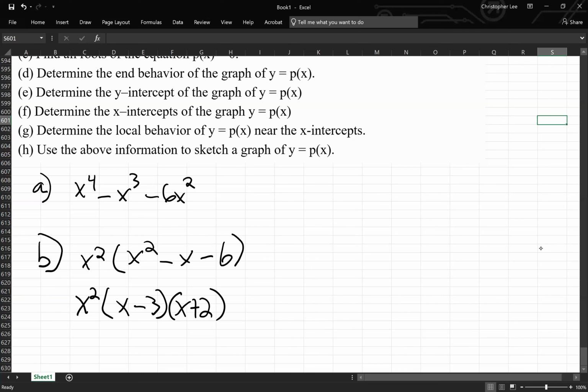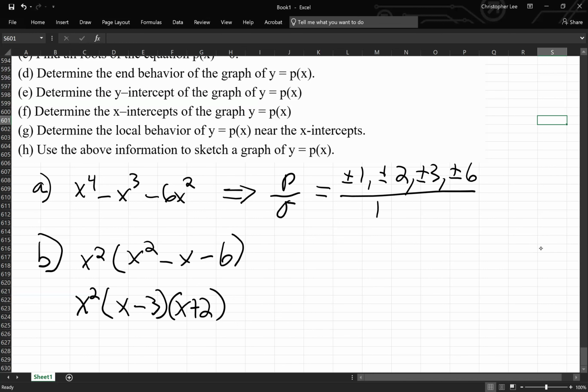Okay. So for the list of factors, what was throwing me off is I didn't see a constant term here. So I was trying to figure out in my head if this could work or not, right? So I guess what we're going to have to do here, remember, it's going to be p over q, right? Technically speaking, our last term is the negative 6x squared. So that's going to be our q, right? So this is going to be plus or minus 1, plus or minus 2, plus or minus 3, and plus or minus 6, all over plus or minus 1, right?